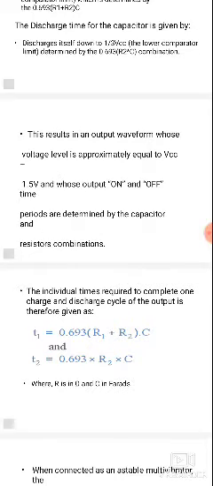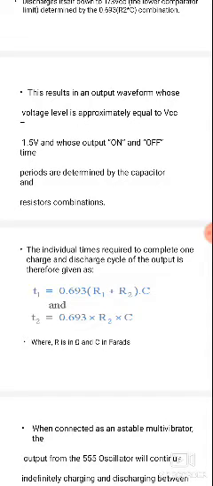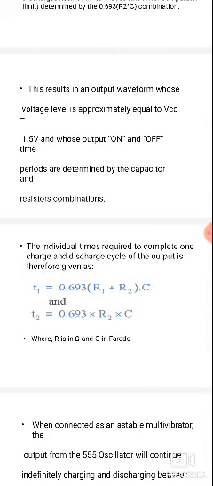Here the capacitor discharges down to 1/3 VCC, which is the lower comparator limit. The lower comparator limit is 1/3 VCC and the upper comparator limit is 2/3 VCC. The charging time constant is (R1 plus R2) times C, and the discharging time is 0.693 times R2 times C, where R2 is the discharging resistor. Next, the result is an output waveform whose output voltage is approximately equal to VCC.